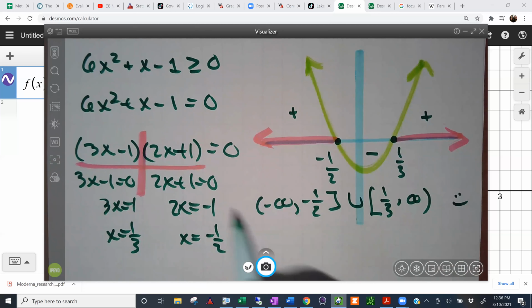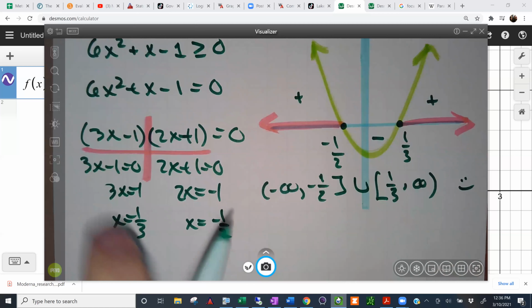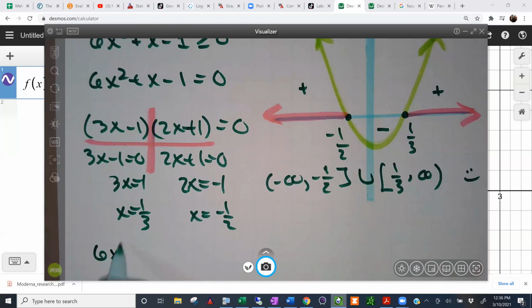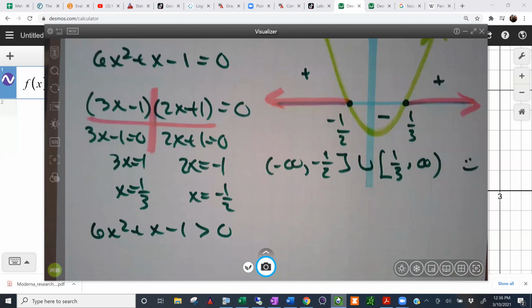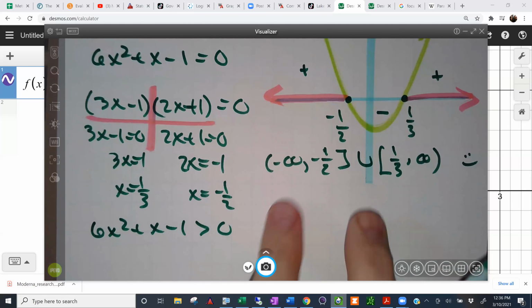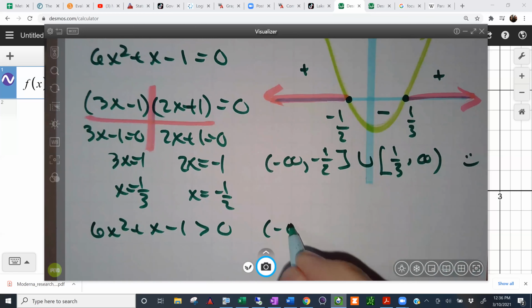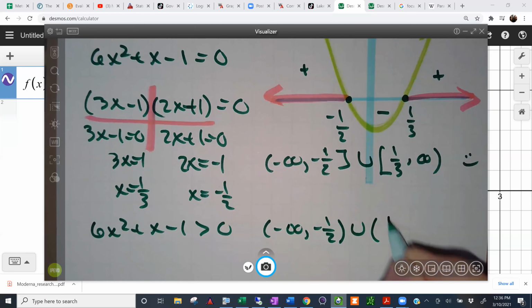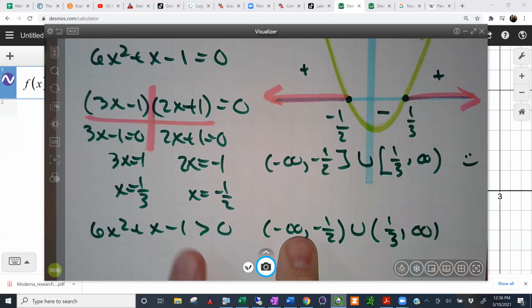Let me make a little change here. If my inequality was 6x squared plus x minus 1 is greater than 0, then I wouldn't use the endpoints. Then my solution would be negative infinity to negative 1/2, parenthesis, union 1/3 to infinity. So I can't use the endpoints.